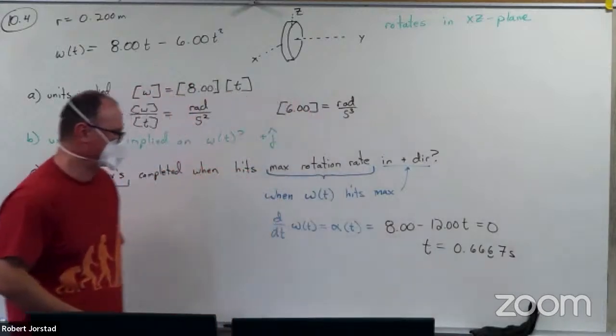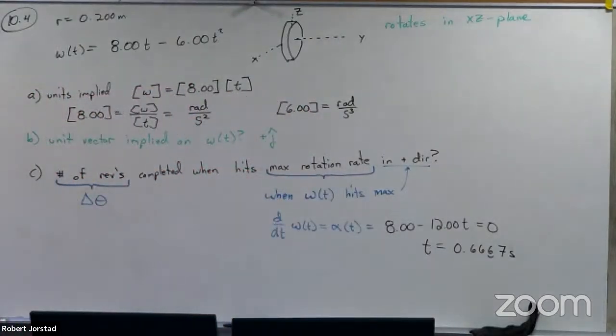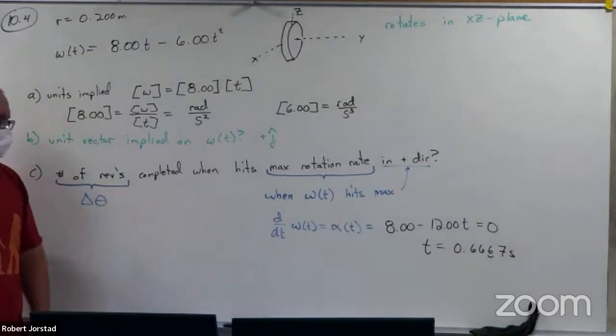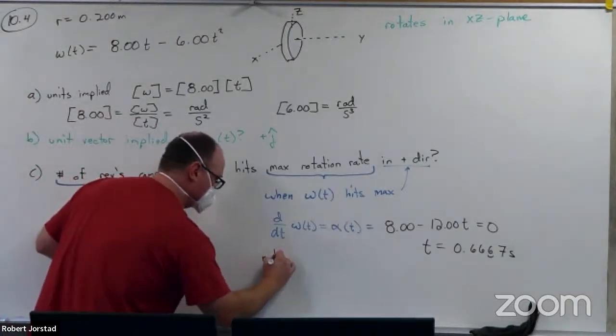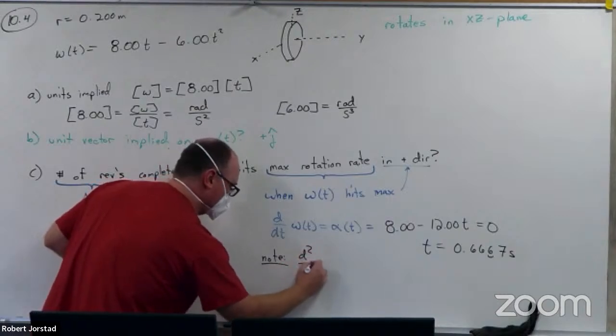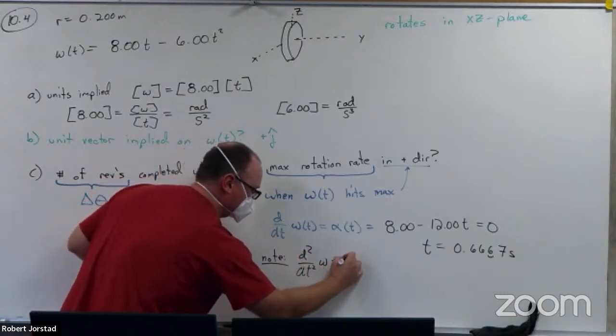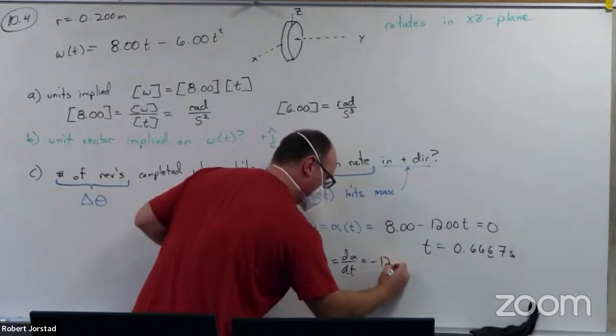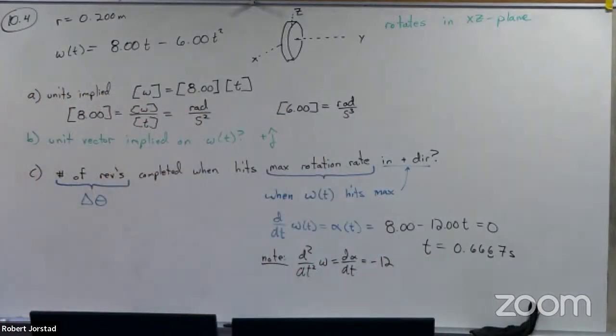Agreed? So now what? How can I verify that's a maximum? Pick a value. Okay, true. I was just going to say, take a second derivative. If you take another derivative, yeah. Note: d squared/dt squared of omega is equal to d/dt of alpha, which is equal to -12. Right? Concave down, maximum.